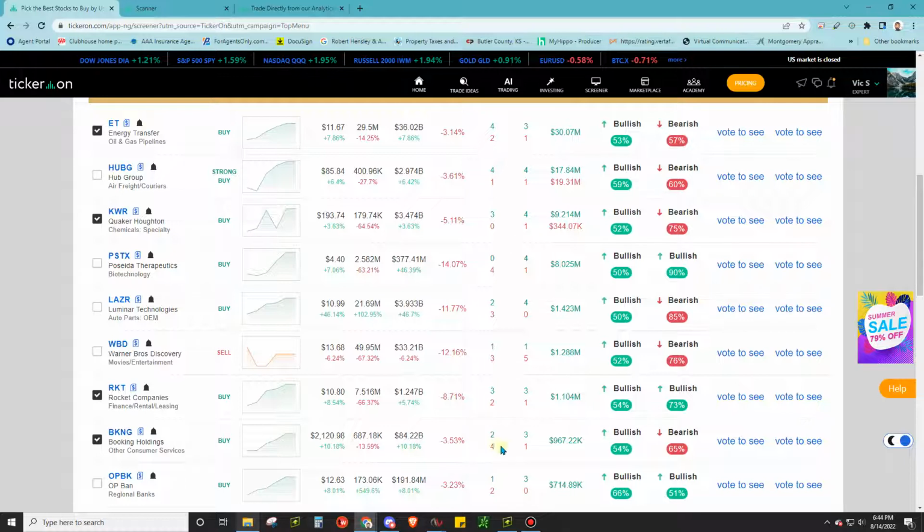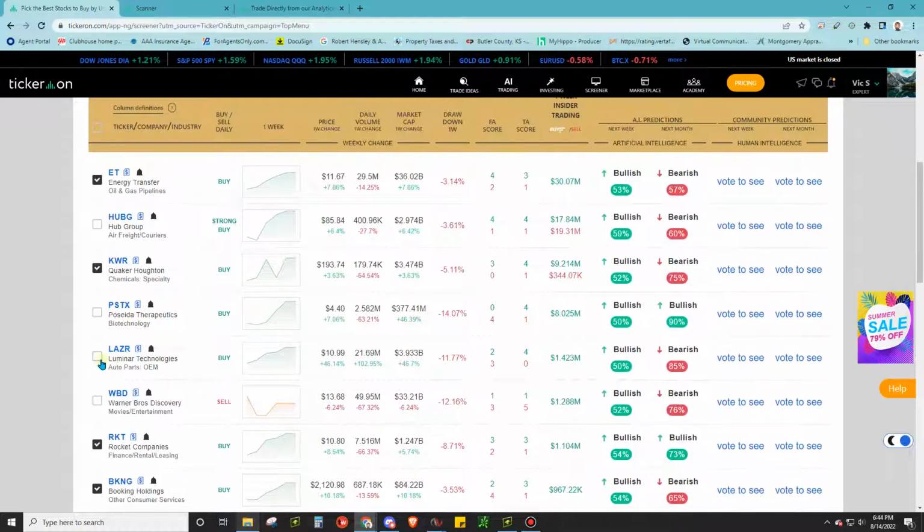BKNG, bad fundamentals. But I've traded this one in the past, so I'm fairly confident I could trade that one. So I want it on the watch list. Same with this one, and then maybe even that one too.